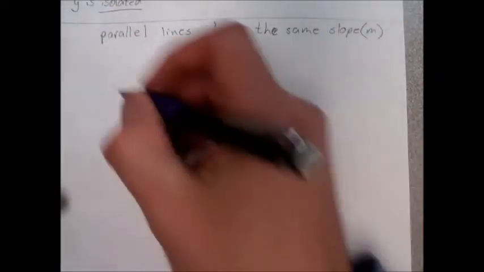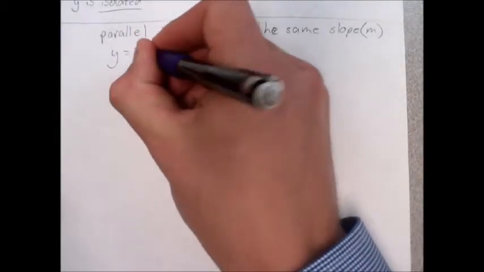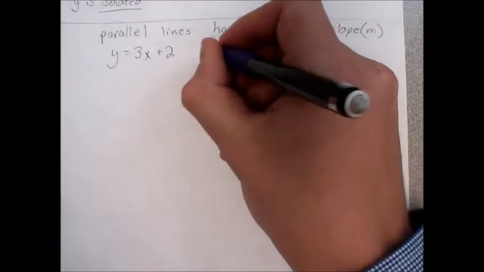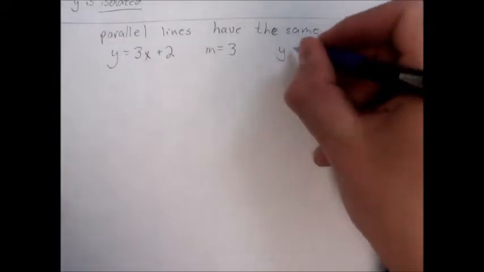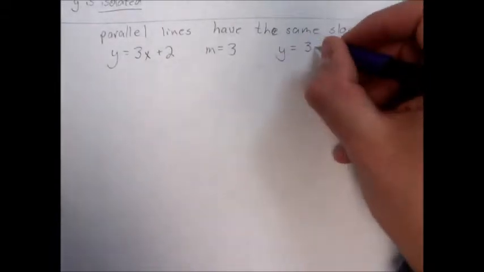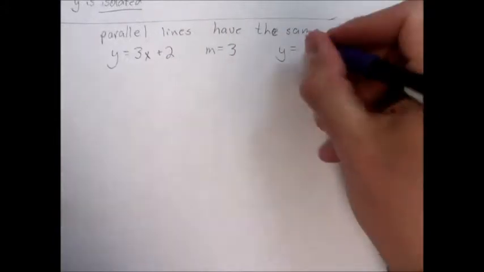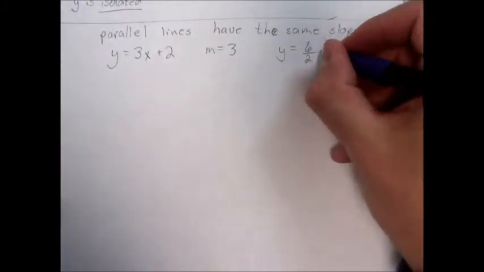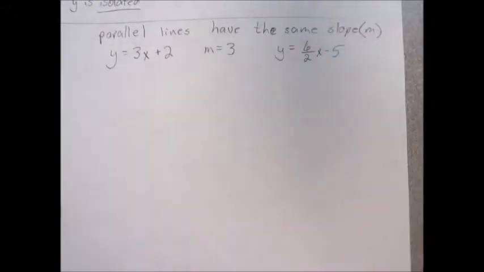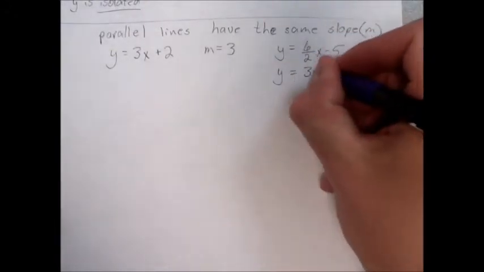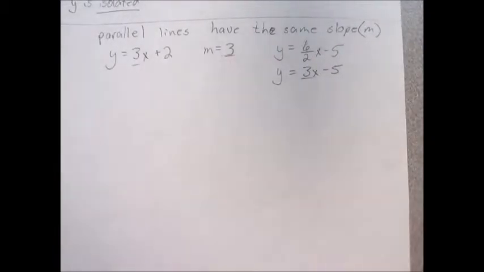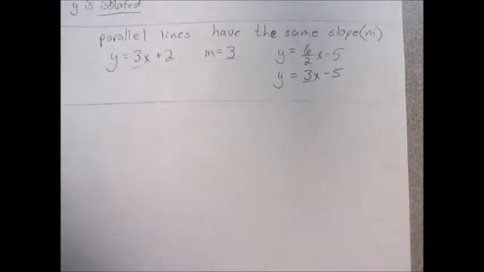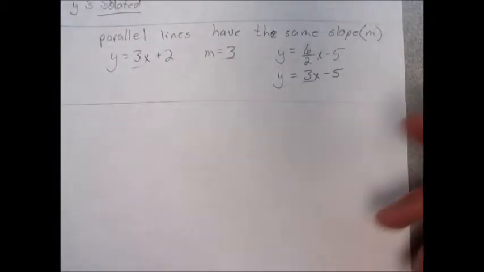So that means if I see something that looks like y equals 3x plus 2, and I identify my slope as 3, then if I have another equation that is y equals 6 halves x minus 5, these two lines will be parallel because when I reduce this, I get the same slope. These slopes are the same. Okay? So it's just when your slope is the same. Now if this is in standard form, you would have to convert it to y equals mx plus b to find your slope. But that is the way you would find it.